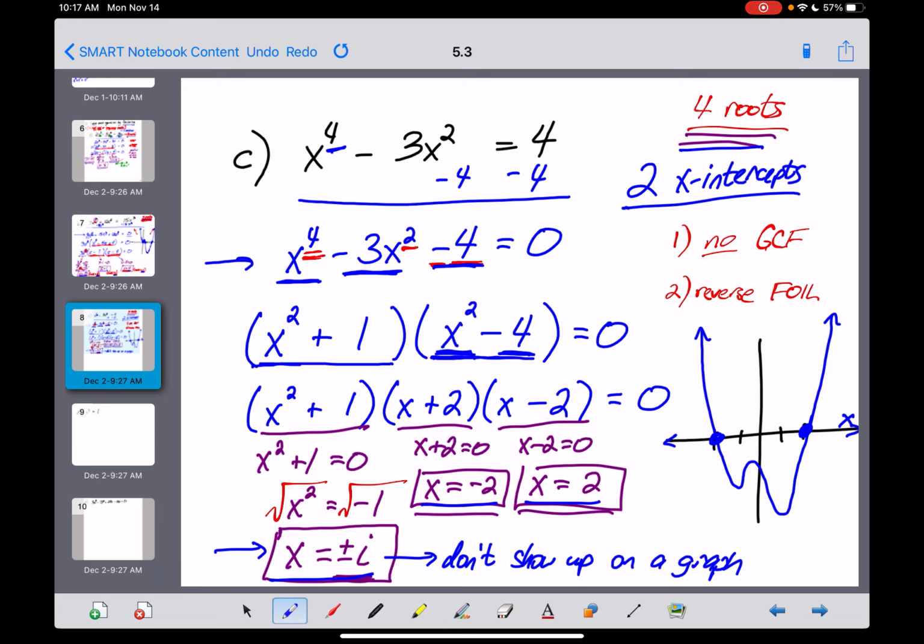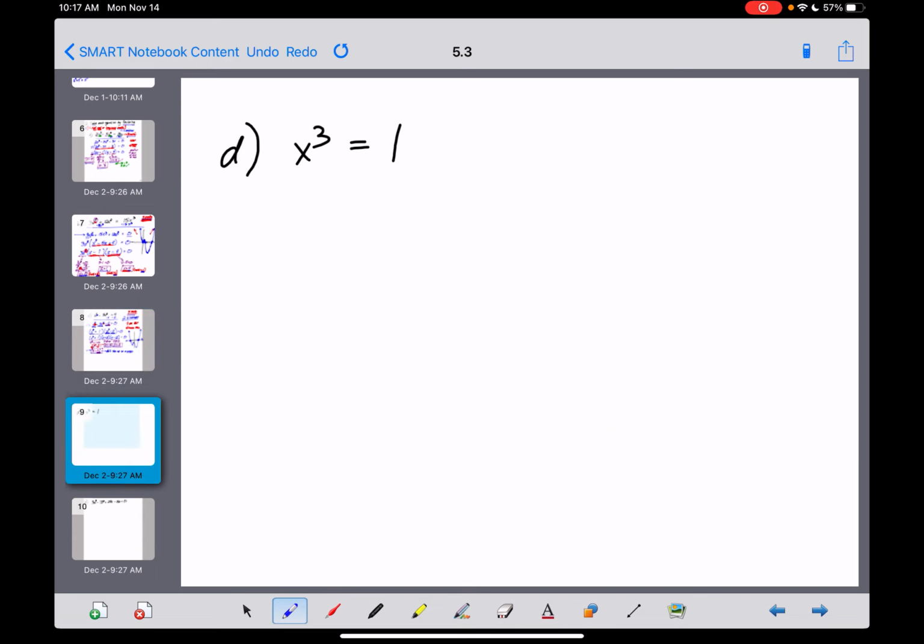Later on in this chapter, we'll get a little bit more specific about what that graph might look like, but for now, guys, I'm pretty happy with what we have right there, and I think that's good enough. All right, let's move on to our 4th example.